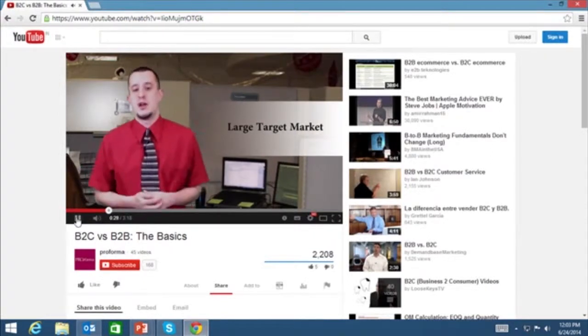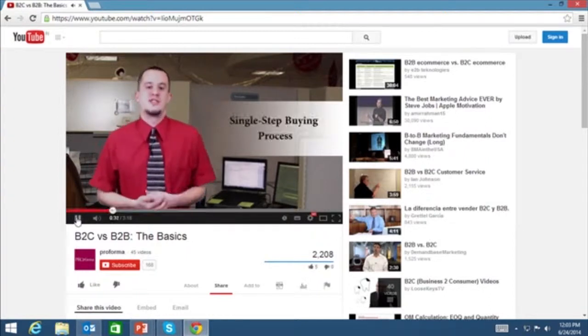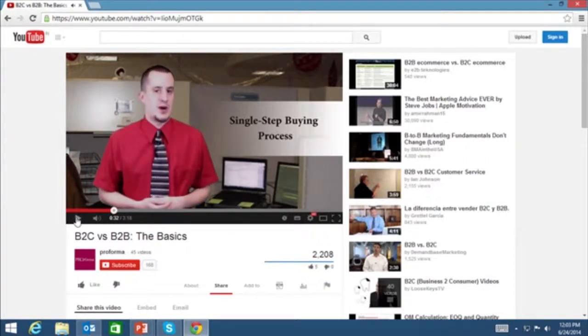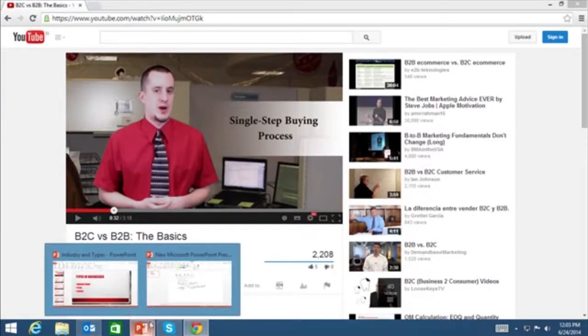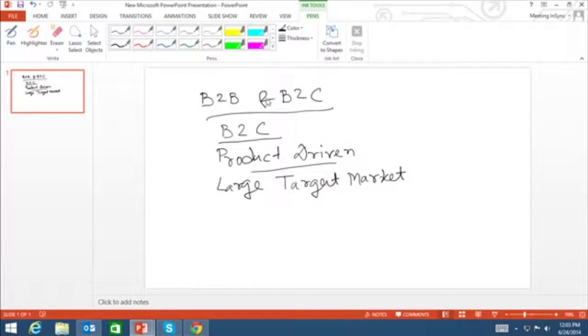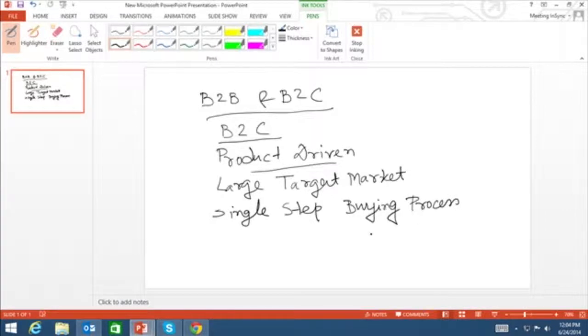Now the third point, after large target market, is single step buying process. Why did he mention single step buying process? This is an important thing for B2C. Why did he say single step buying process? Because usually the consumer is purchasing directly from the site or from the shop. Decision making is not dependent on multiple people.